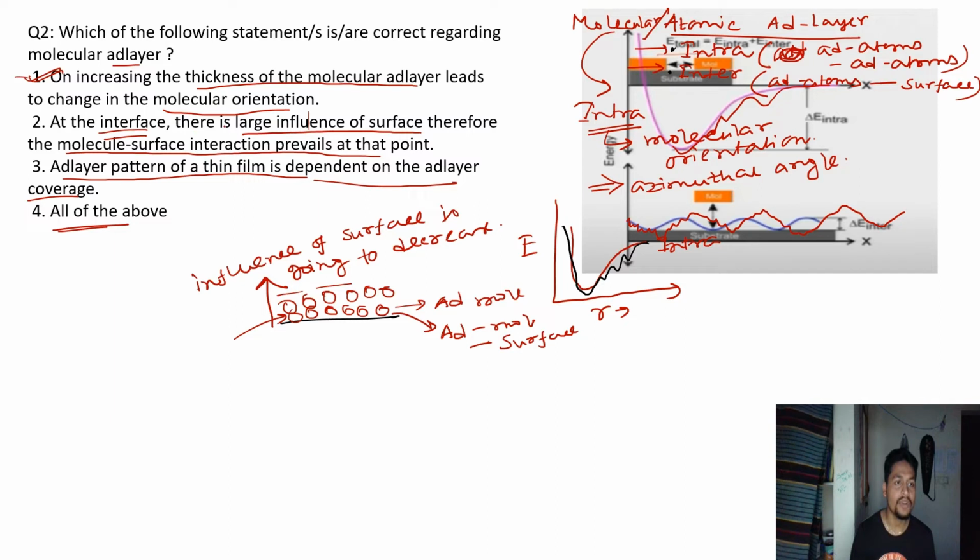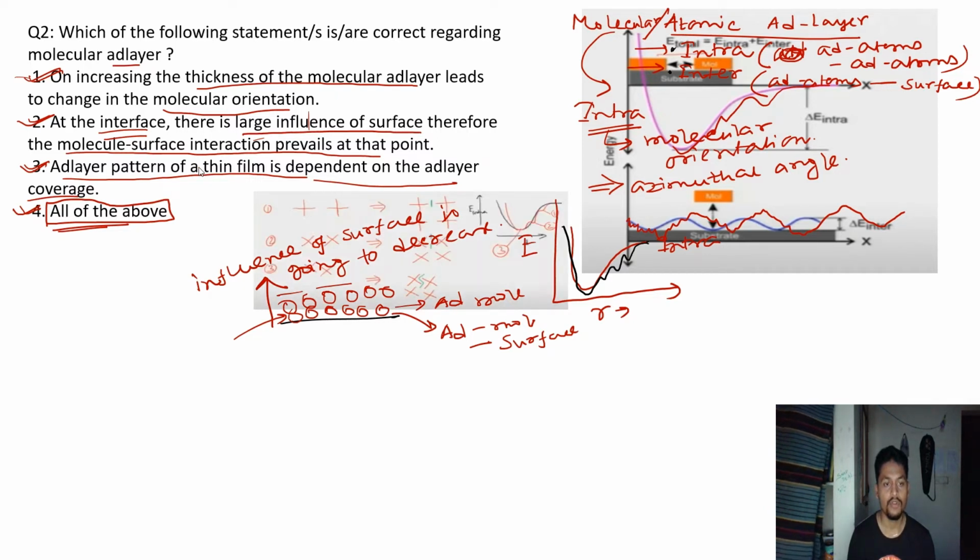And at the interface, there is large influence of the surface, that means the surface interaction. That is what I have said, so this is also true. Now, the ad layer pattern of a thin film is dependent on the ad layer coverage. We have seen that in the atomic adsorption case as well. Depending upon the coverage, island formation or layer-to-layer growth actually happens. So that is also true. So what will be the answer? This will be all of the above, right? I think you understood this thing. Okay, let me go to the next question. So this is the answer.